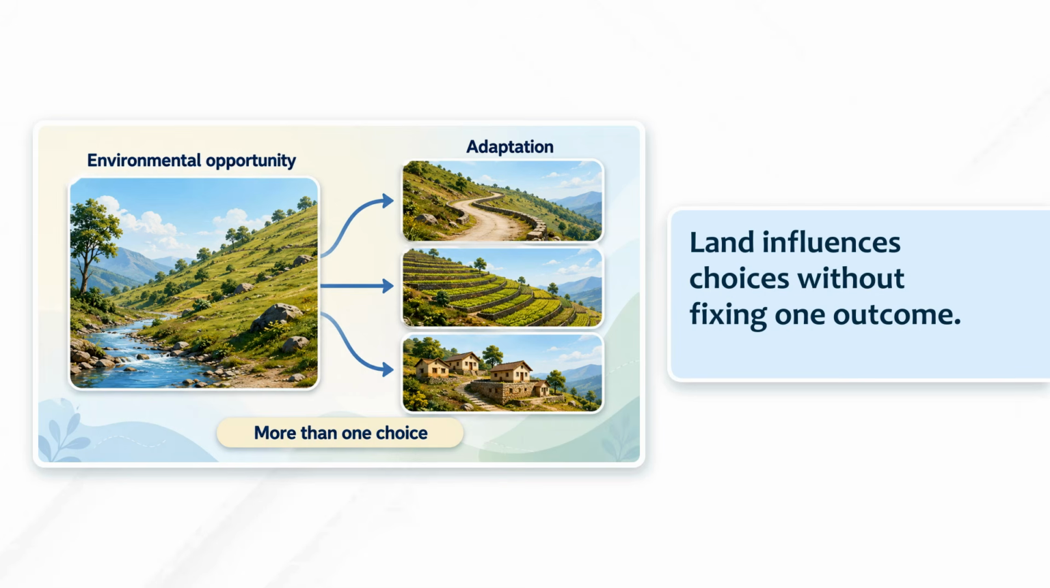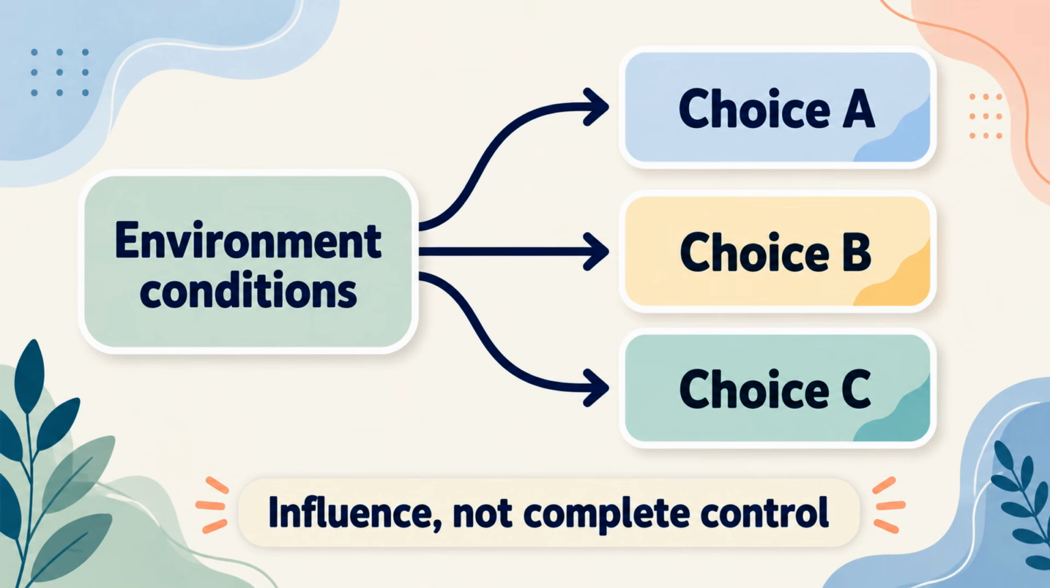The branching arrows show the main idea. Land influences choices without fixing one outcome. Adaptation is a human response to conditions. The environment matters because slope, water, surface shape, and other conditions can make some choices easier and others harder. But people still decide among possibilities, using experience and purpose. That is why adaptation is not the same as simply obeying the landscape.